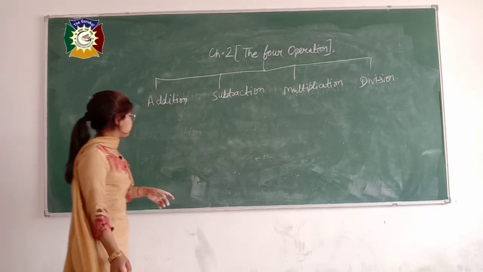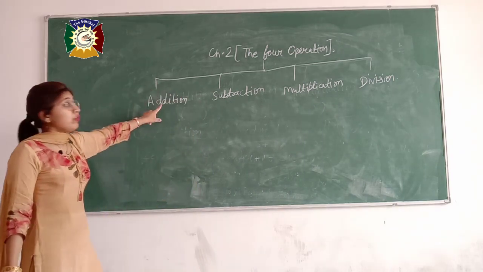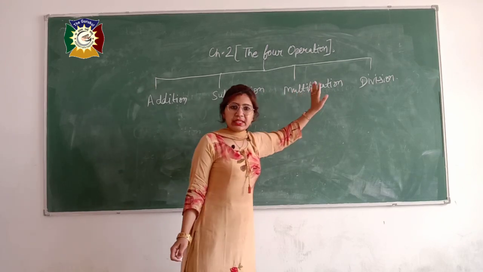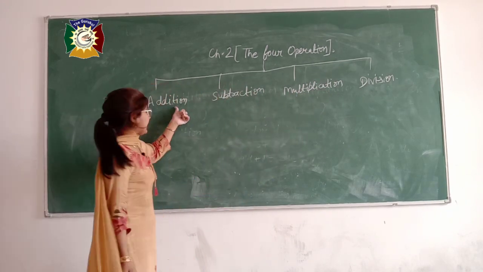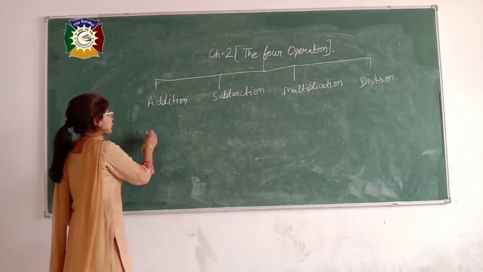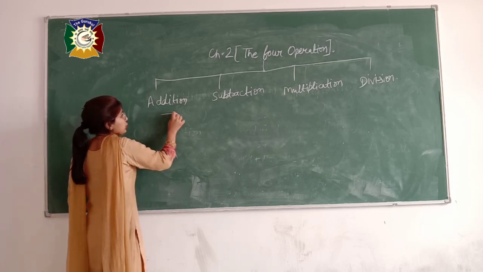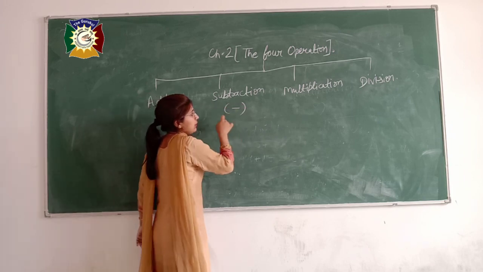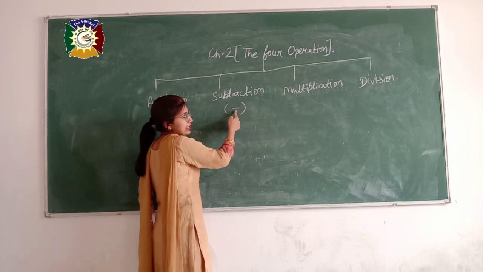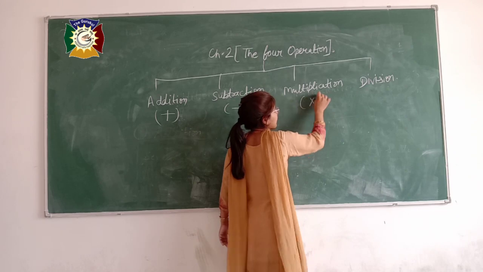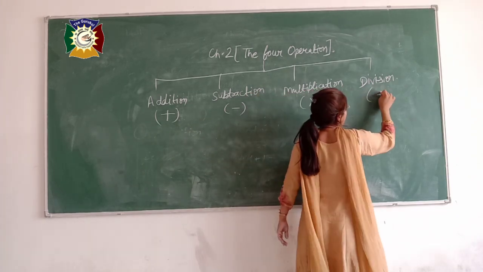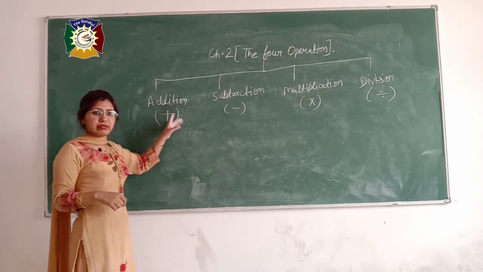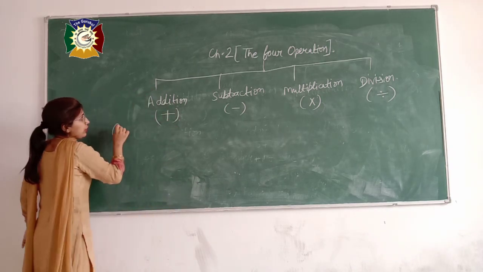Now students, we will do these one by one. First of all we will do addition, then subtraction, then multiplication and division. Before doing addition, first of all I want to give the symbol for addition. You denote this with the plus sign. And this is also known as our minus sign, and this is the sign of multiplication and this is the sign for division. Okay, now one by one we will do it. First of all we will do addition.